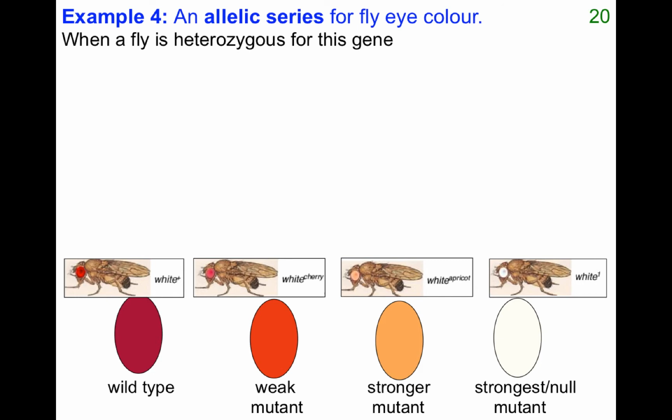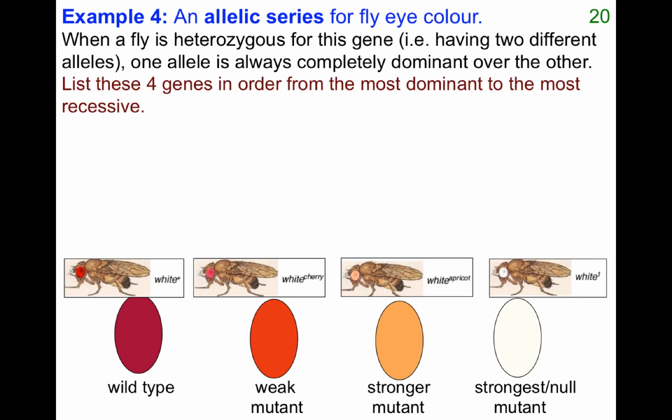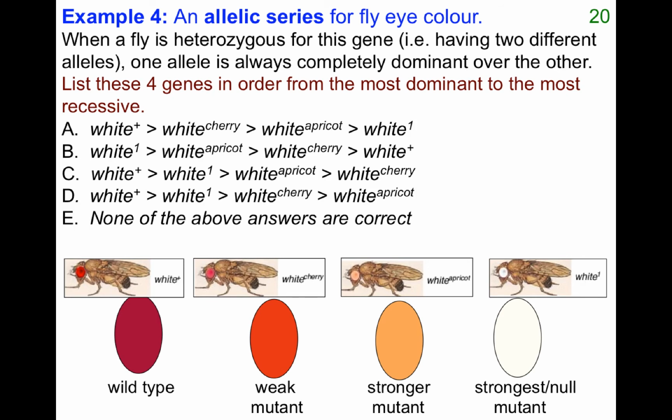So we have a gene that has many, many different alleles. What happens when you have 2 different ones together? When you have 2 different alleles, when you're heterozygous, for this allelic series anyways, one allele is always completely dominant over the other. So if that's the case, and knowing what you know about these alleles and how they might affect the gene, how might you put these alleles in order from the most dominant to the most recessive? I guess technically that should say alleles, not genes. So pause your video and choose your answer.